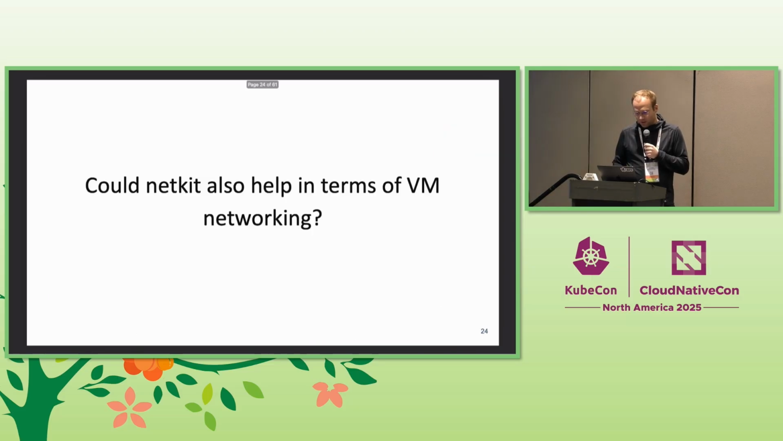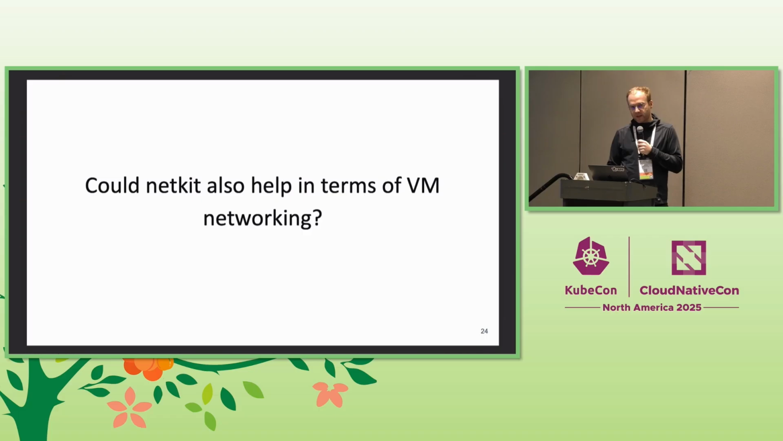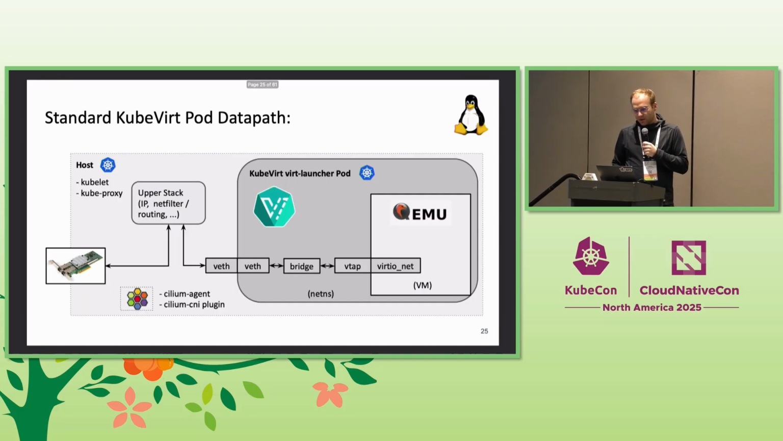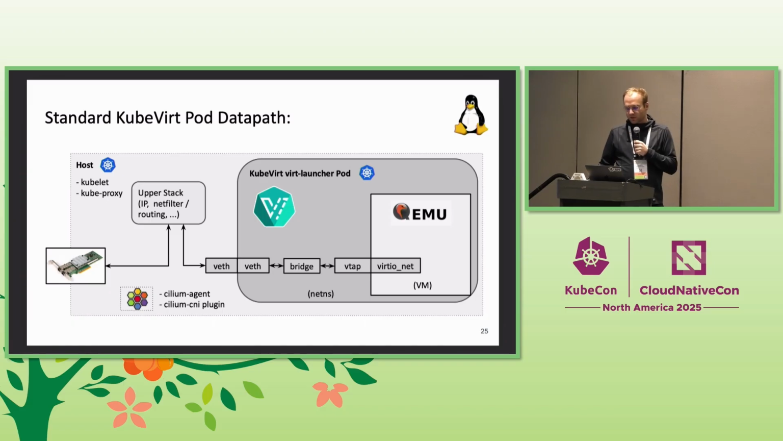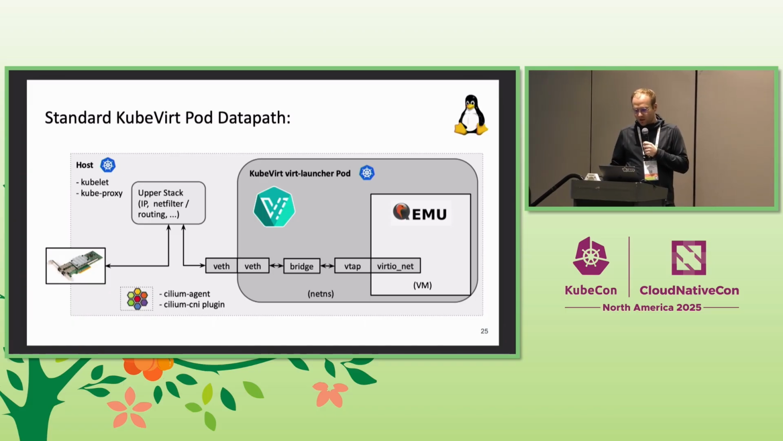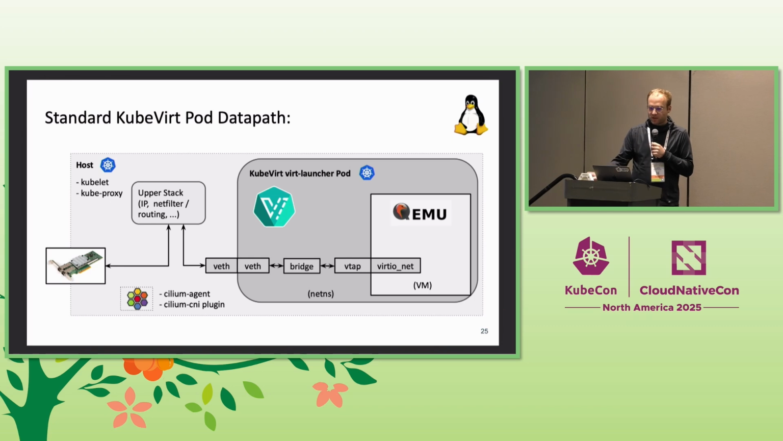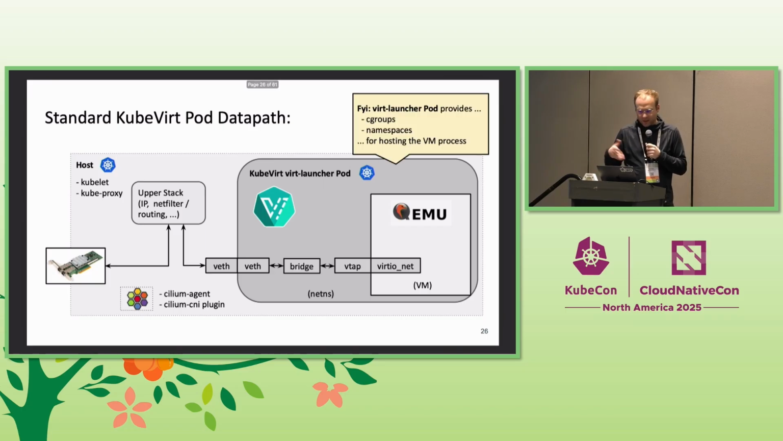So now the question is, can this also help in terms of VM networking? So this is again how the standard KubeVirt pod data path looks. We have the launcher pod. It's connected to the host with veth devices. Packets go to the upper stack. There's a bridge, there's a tap where QEMU connects to. And yeah, in general, if you ask yourself, okay, why even pod?